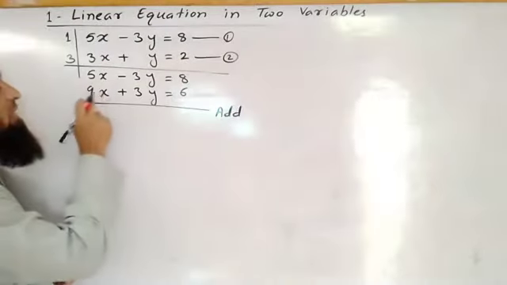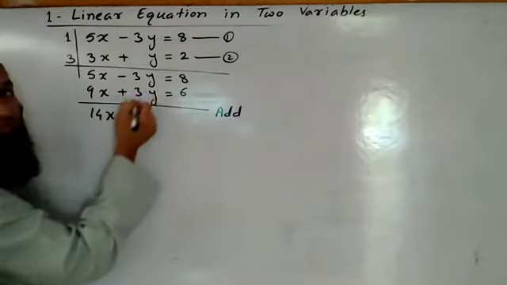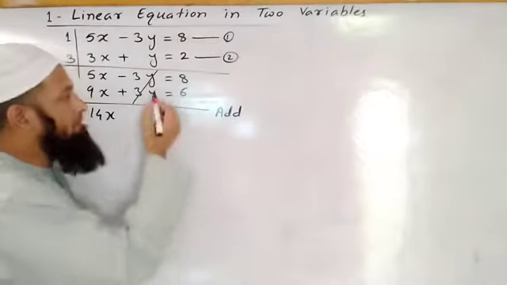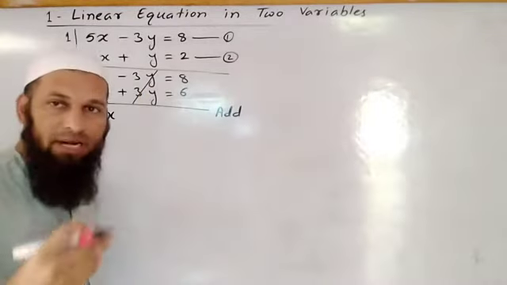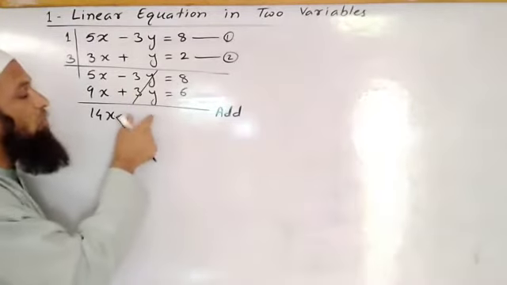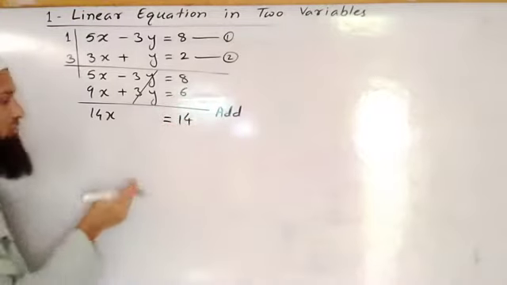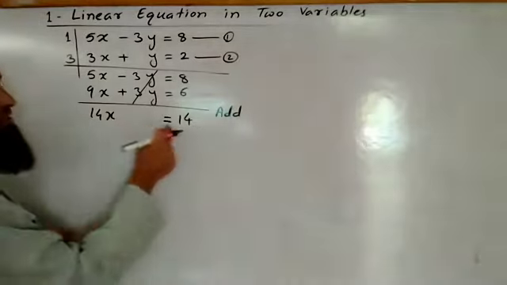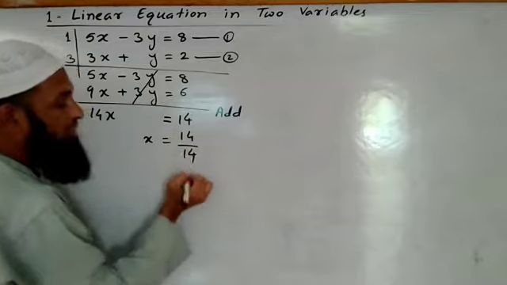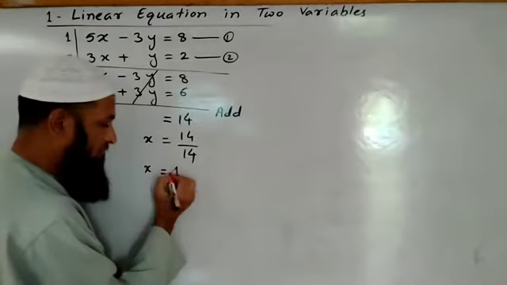What do we get? 5x plus 9x is nothing but 14x. 3y minus 3y becomes 0. These two terms get eliminated. 3 minus 3 becomes 0, so no need to write 0. 8 plus 6 is 14. Hope you understood. Now 14x is equal to 14. 14 goes right, becomes division, becomes the denominator. Now they get cancelled. 14 ones are 14, 14 ones are 14. So it is nothing but 1.